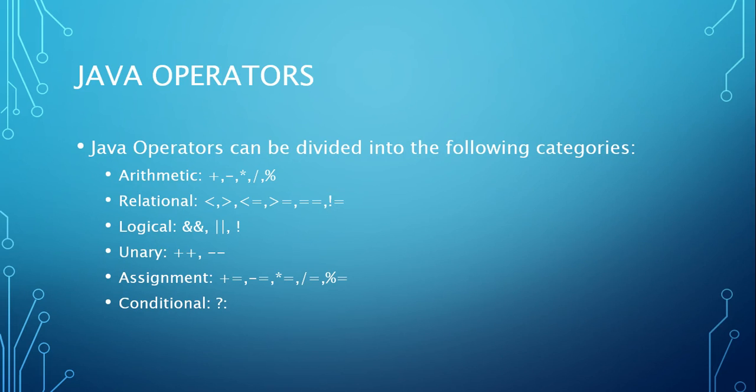Now, the operators in any programming language that you come across would be mainly divided into these following categories, as you can see on the screen. So you have arithmetic operators, relational operators, logical operators, unary operators, assignment operators, and conditional operators.